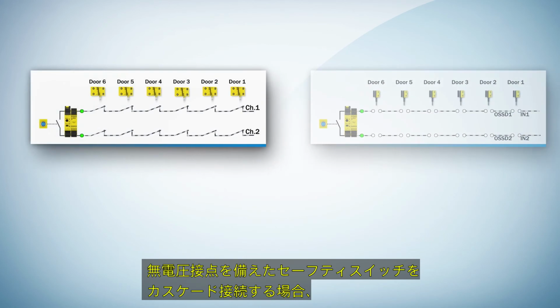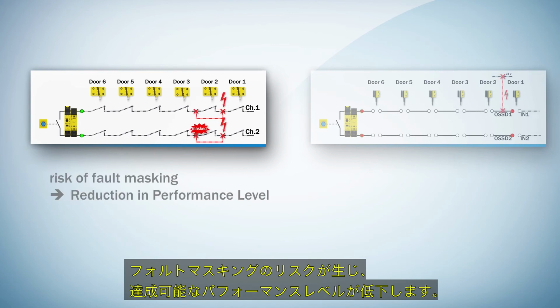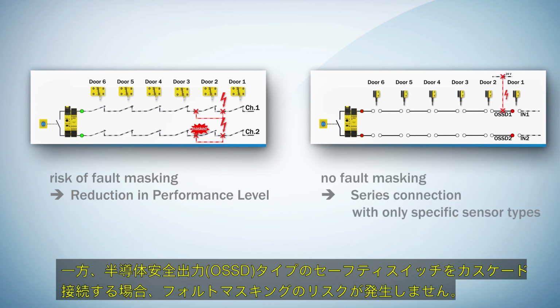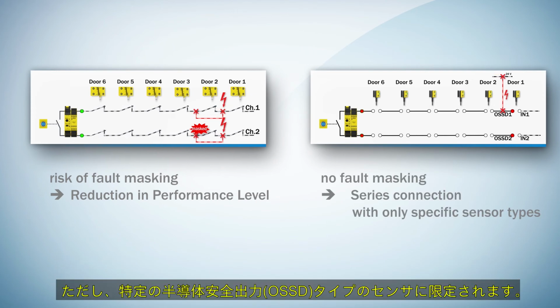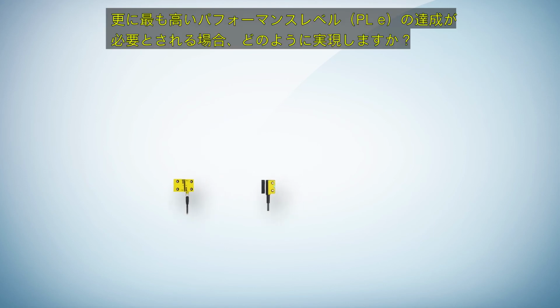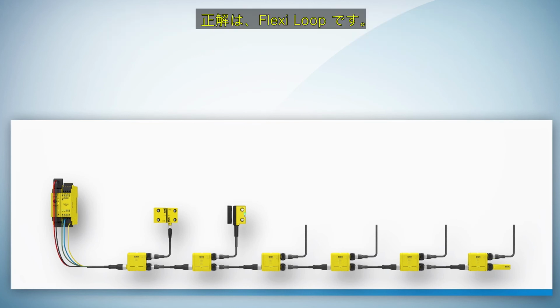As we have just seen, the series connection of safety switches can be performed for switches with volt-free contacts, but with the risk of fault masking and possible reduction in performance level. Series connection can also be realized for switches with OSSD outputs without the risk of fault masking, but it will be limited only to specific cascadable OSSD sensor types. But what if you need the highest level of safety and the possibility to use different sensors in the cascade independent of their outputs? The right answer is FlexiLoop.